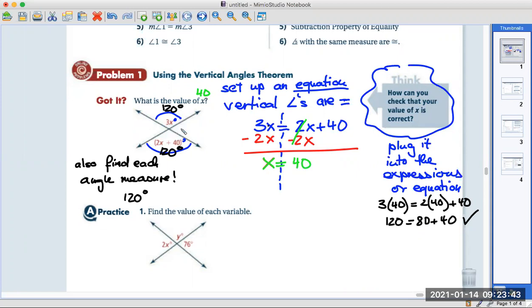And you could even find these two. I want to see how many of you can figure out these two here. I'm not going to give you that answer, but if you're really interested, what's this measure and what's this measure? These two numbers have to be equal. They're vertical angles as well. So if this is 120, this is 120, what are these two? Remember, the sum has to be 360 and they're equal. That's the clue. You can figure that out.